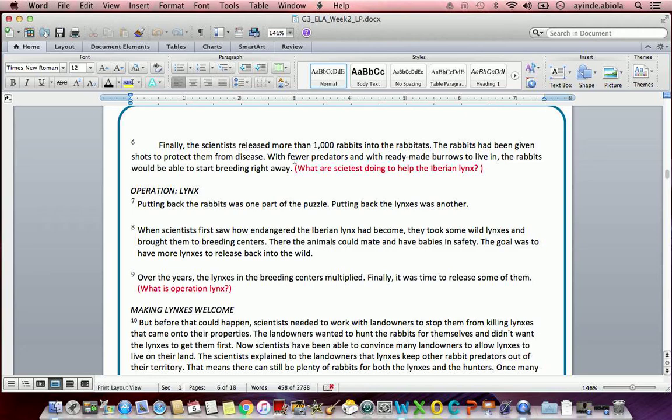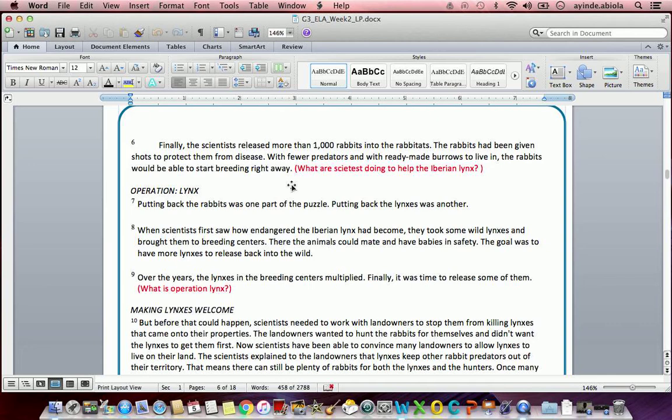Finally, the scientists released more than 1,000 rabbits into the rabbitats. The rabbits had been given shots to protect them from disease. With fewer predators and with ready-made burrows to live in, the rabbits would be able to start breeding right away.